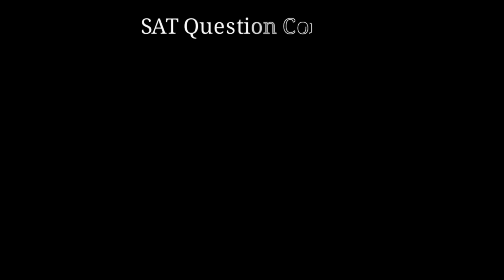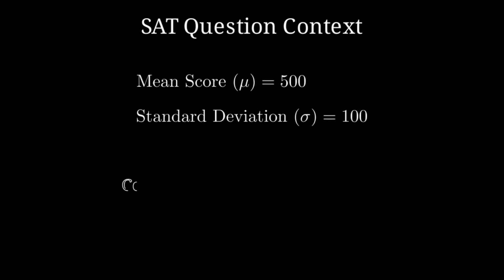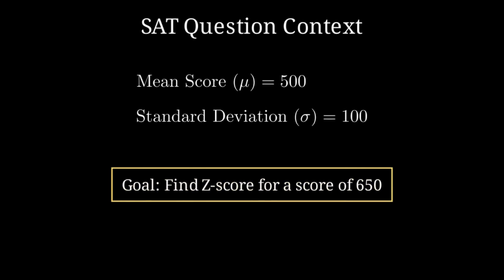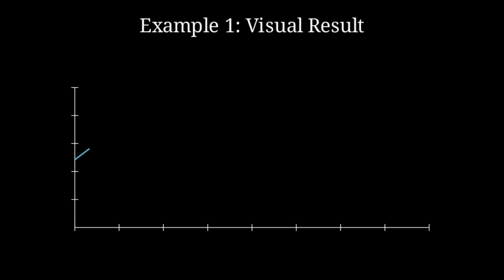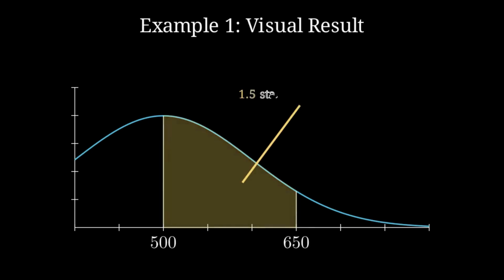Let's apply this to a sample SAT problem. Suppose a math test has a mean of 500 and a standard deviation of 100. If a student scores a 650, how do we find their relative standing? This means the student scored 1.5 standard deviations above the mean. On the SAT, you might be asked to interpret this distance or use it to find the percentile rank.